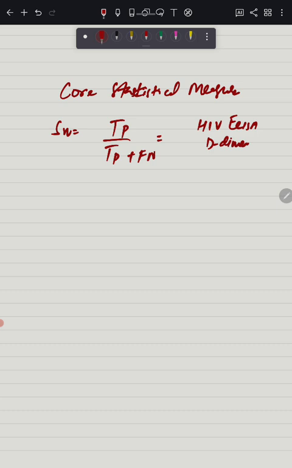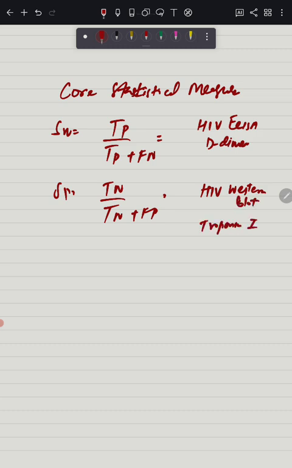Whereas specificity is the ability of the test to correctly identify those without the disease. The specificity formula is true negative upon true negative plus false positive, and it has good clinical use for confirmatory tests, for example HIV Western blot. Similarly troponin I. These are good for confirmatory tests.